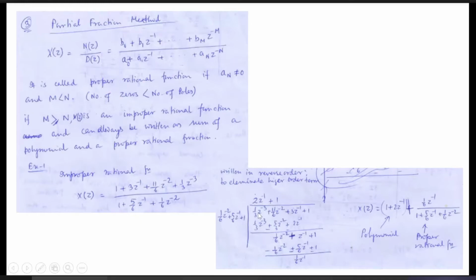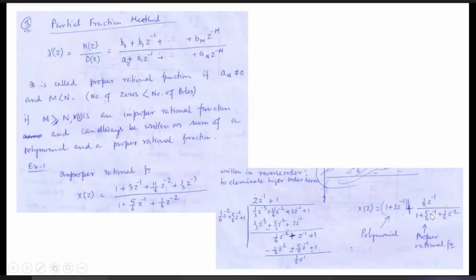So if you divide this, then you see that this way, if you multiply this, 1 by 3, 1 by 6 is there. So you have to multiply it by 2z inverse. So 2z inverse we get 1 by 3 z to the power minus 3 plus 11 by 6 z to the power minus 2 plus 3z inverse plus 1. Okay. So if you go on dividing this way, you'll get the expression X(z) is equal to 1 plus 2z inverse plus 1 by 6 z inverse.